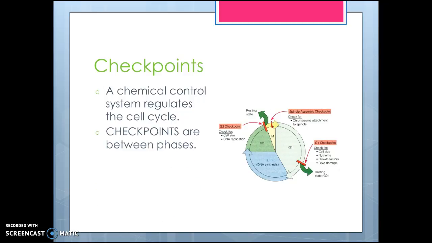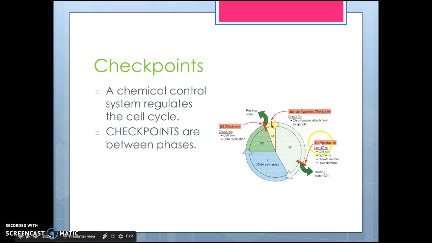These checkpoints are located between the different phases, and we've already talked about interphase, which is G1 and then S and then G2, and we've also talked about M phase, which is of course mitosis. If you look at the image to the right, you can see these checkpoints.